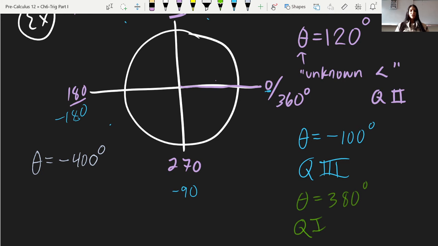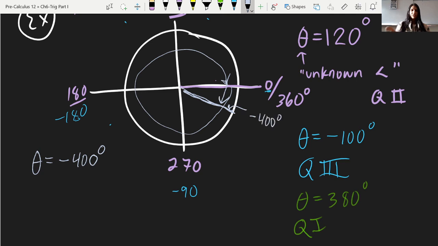So if we are wanting to go to negative 400, well, let's talk our way through this. One full rotation this way would be negative 360 degrees. I want negative 400 degrees. So I can see that I would go a little bit further, almost to the halfway mark. So that's probably a good spot for me to end up at. That would be my negative 400 degrees. So I end up in quadrant 4.